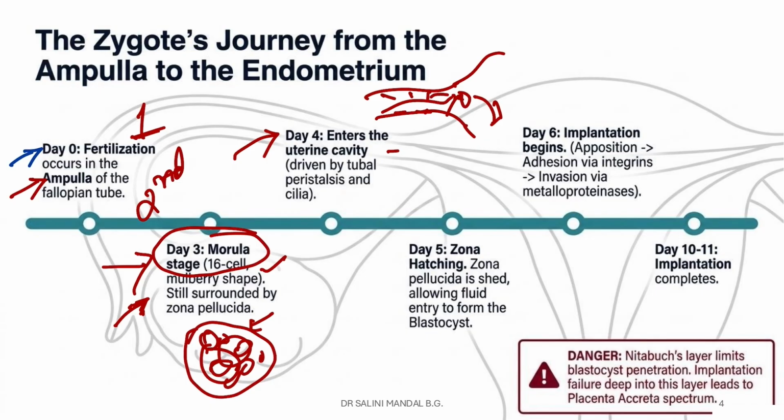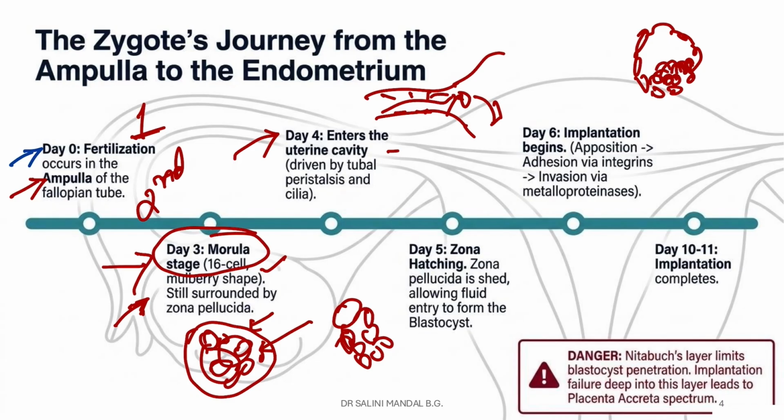Okay, now why is it going to shed? Because a little fluid will enter into it and it is going to swell up, and automatically the zona pellucida layer will stretch and shed off. So finally we are going to have a blastocyst. Okay, we are going to have a cluster of cells, that is the blastocyst. And this particular blastocyst, we know what happens. It is going to differentiate into a trophoblast and an embryoblast.